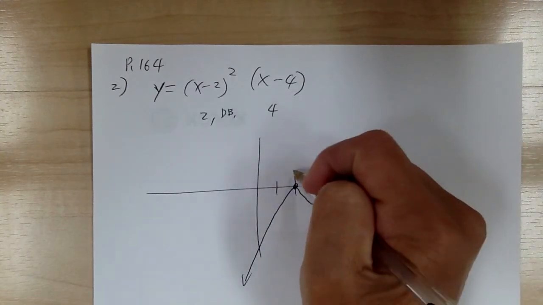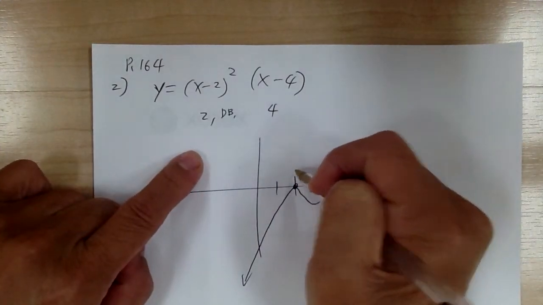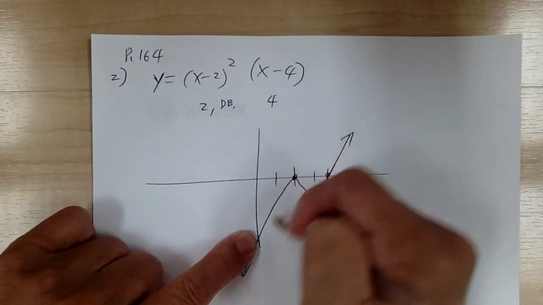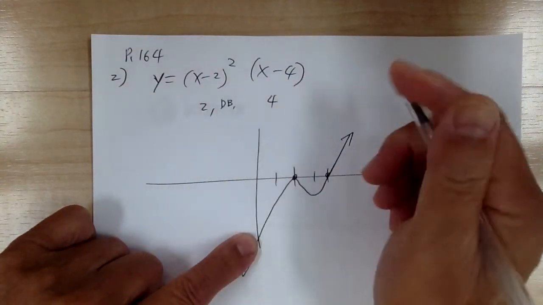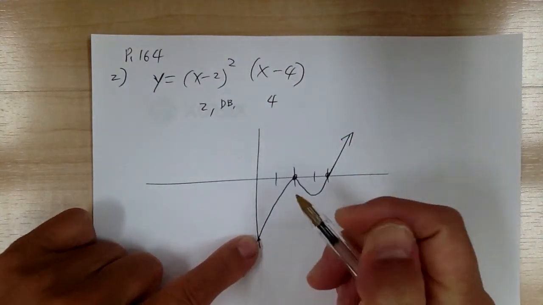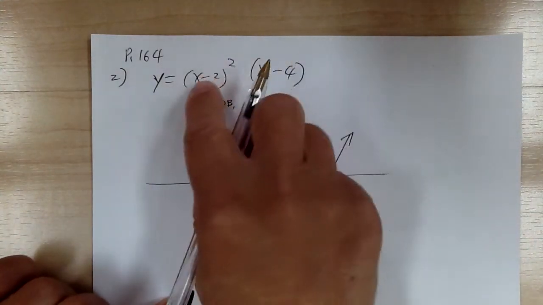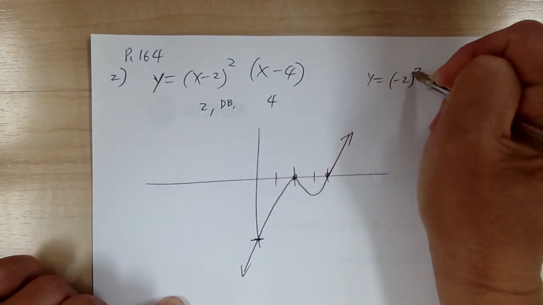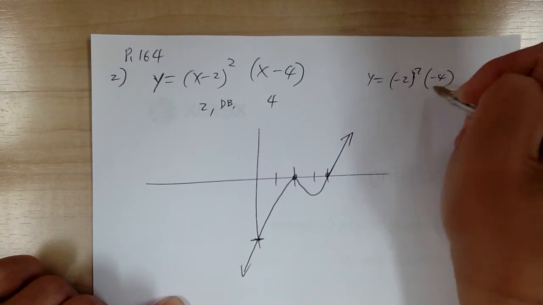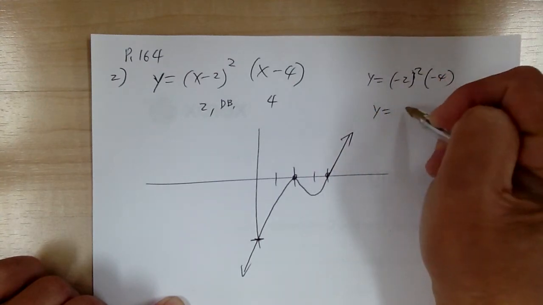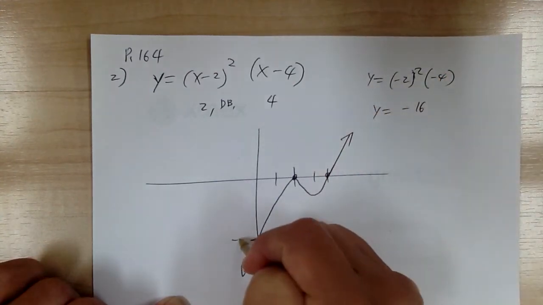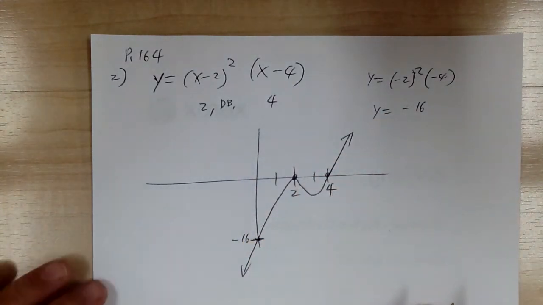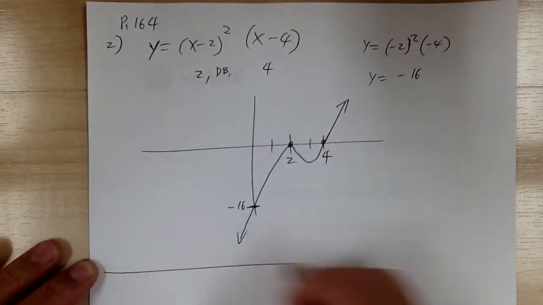So your x-intercepts are at 2 and 4. Now, to find the y-intercept, you set x equal to 0. So y equals (−2)² times (−4), so y equals −16. This would be −16. So that's it for number 2.